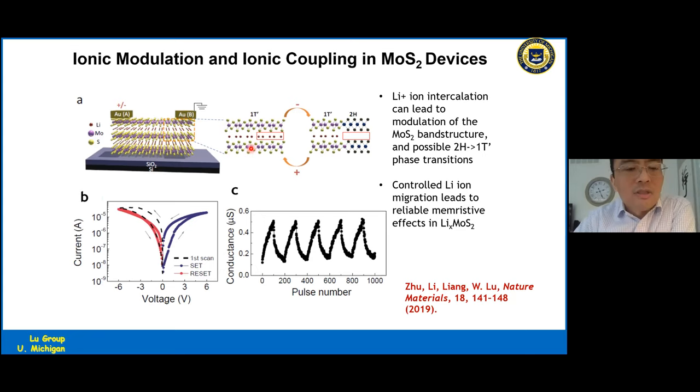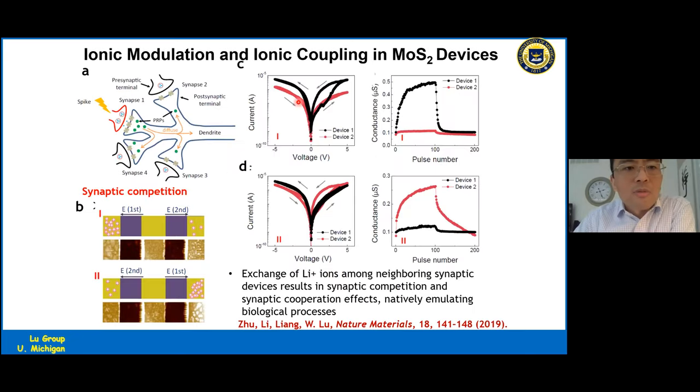The study is to actually see that you can lead to ion exchange among the devices. So this is one example where we showed you have two devices, and they can work either cooperatively or competitively and lead to different behaviors, determined by how they exchange ions.